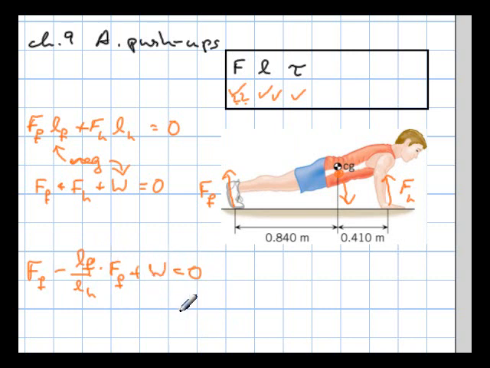And now I solve for the force on the feet. I get the weight to the other side, which introduces yet another negative in the algebra. Divide by this one here combined, which is 1 minus LF divided by LH, and then equals, and there's the answer, and that should be in newtons, of course.